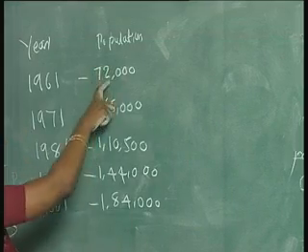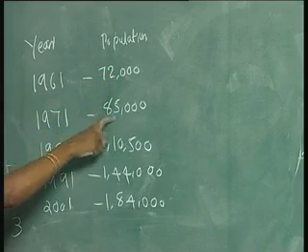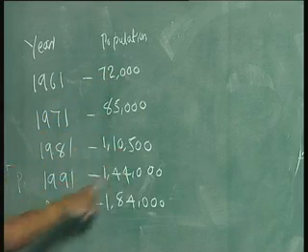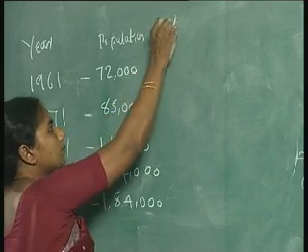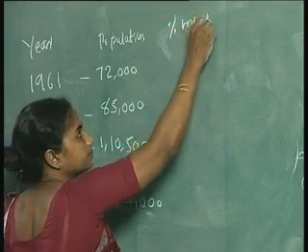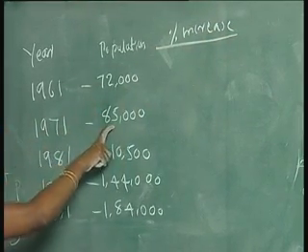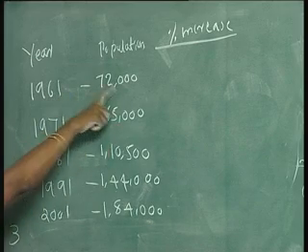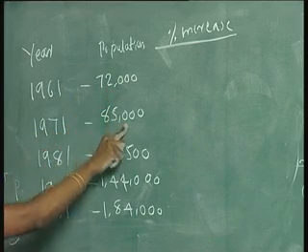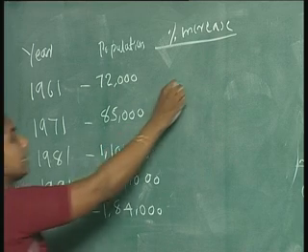Okay. So here you have the population in 1961 as 72,000, then 85,000, 1,10,000 and 500, like that. So we can find out what is the percentage increase. How to find out the percentage increase? This is the population in 1971 and 1961. So 85,000 minus 72,000 divided by 72,000 will give you the percentage increase. So you can get a value here.